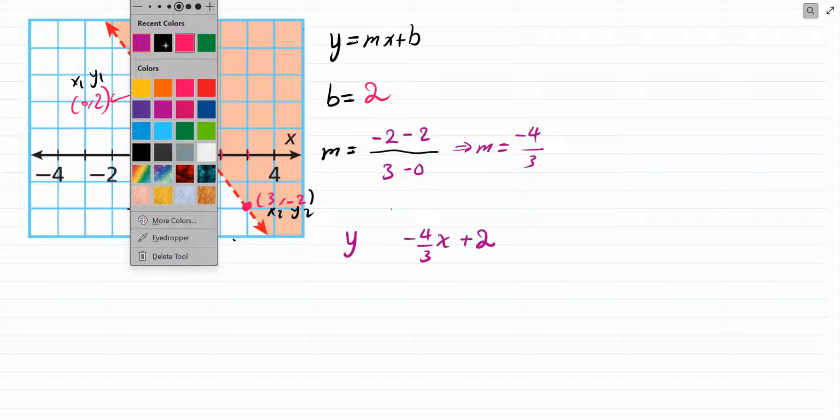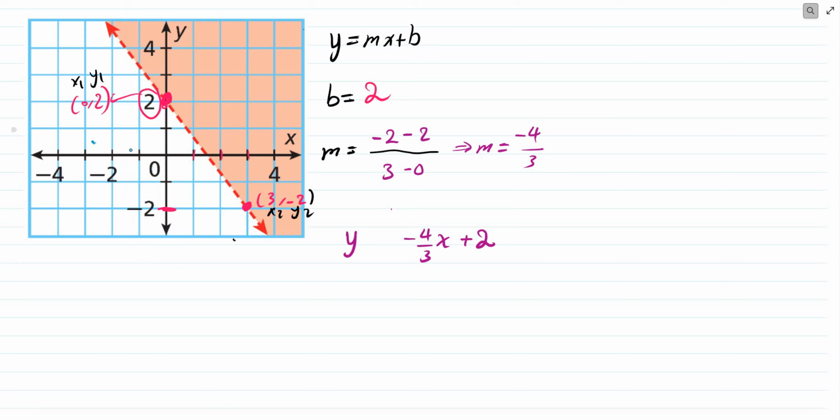Okay, dear students, remember about the inequality sign, which one I should use. Remember, this is a dashed line, and for dashed we were using either greater than or less than. Which one must I pick? Again, go to the shaded part. This is the shaded part.